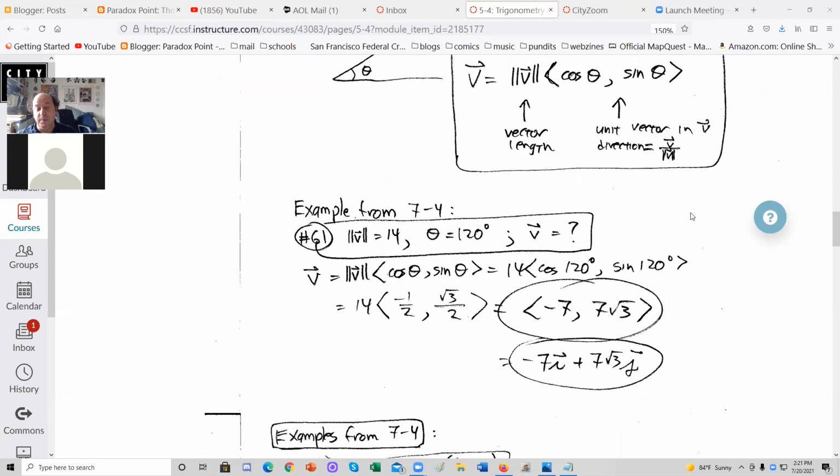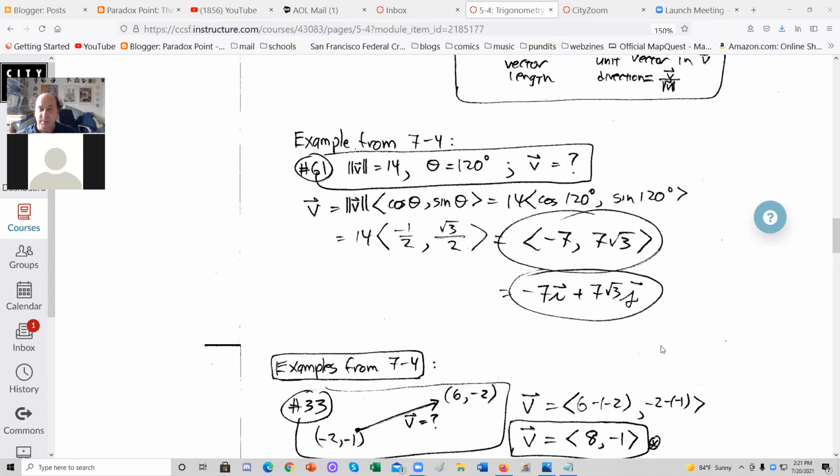So we have some examples. Here we have a vector with length 14 at an angle of 120 degrees from the x-axis, so it'd be winding up in the second quadrant. What's vector v? Well, it's length times cos theta by sine theta. That's 14, the length, times cos 120 by sine 120. A bit of elementary algebra: cos 120 is minus a half, sine 120 is root 3 over 2, multiplied by 14. 14 times minus a half is negative 7. 14 times root 3 halves is 7 root 3. So that's the answer, also denoted minus 7i plus 7 root 3 j.